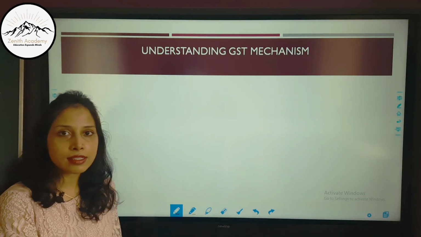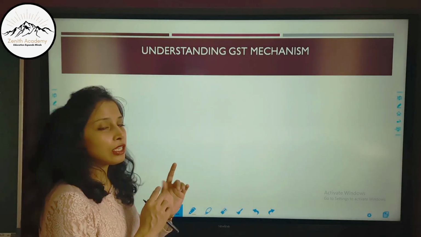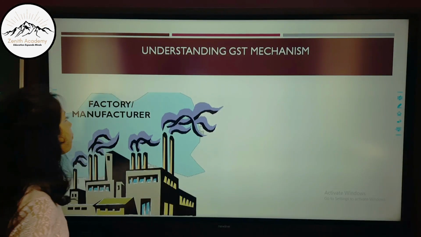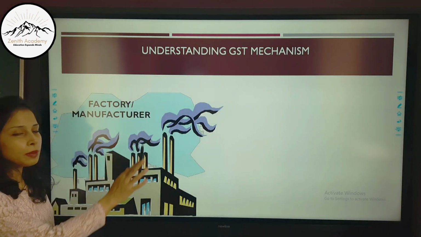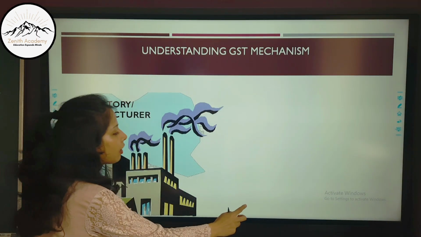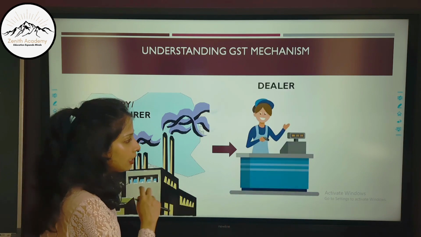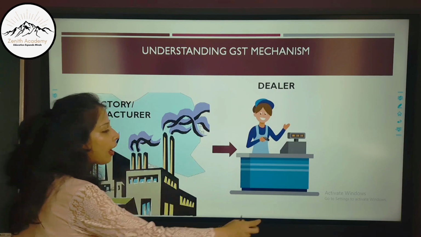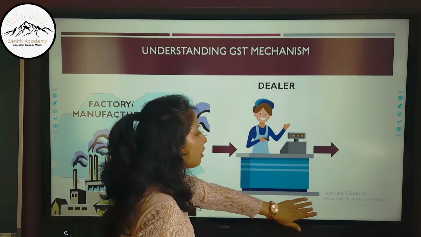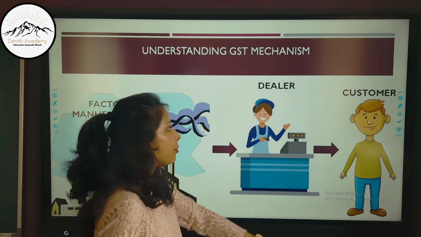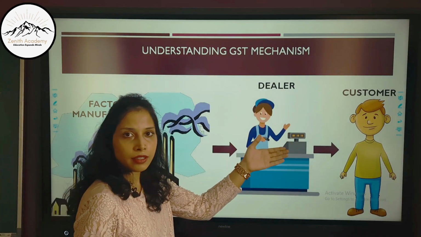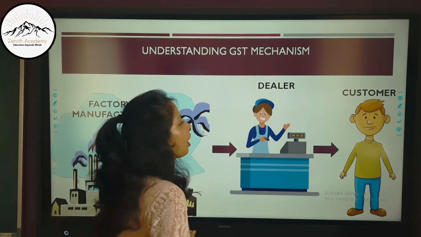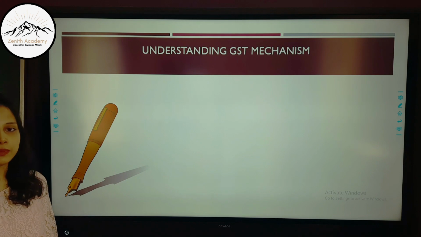To first understand this, we need to identify the actors here. There will be three actors. First, the factory or the manufacturer producing the goods. The second one is the dealer who purchases it from the manufacturer for resale to the customer, and the last one is the customer. There can be a number of middlemen here instead of one dealer, and a final customer will be there. Let's take an example of a pen.